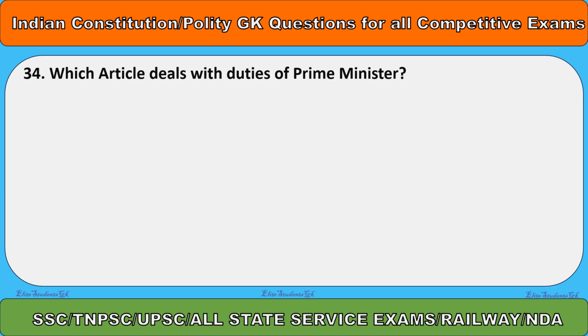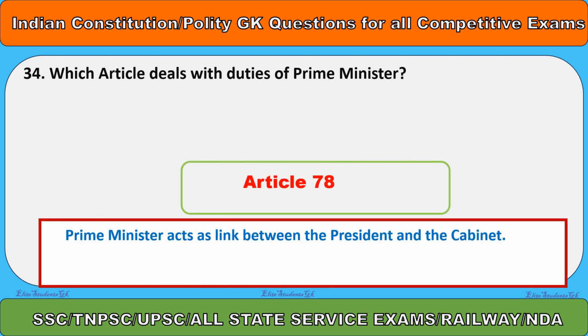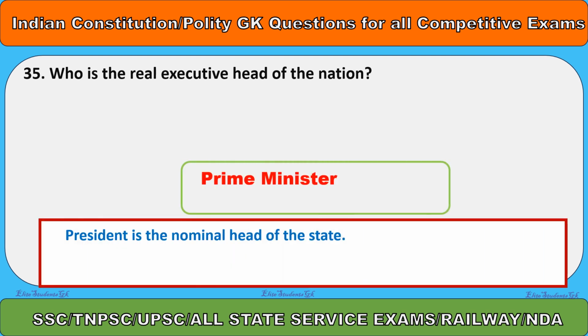Which article deals with the duties of the Prime Minister? Article 78. The Prime Minister acts as a link between the President and the Cabinet. Who is the real executive head of the nation? Prime Minister. The President is the nominal head of the state.